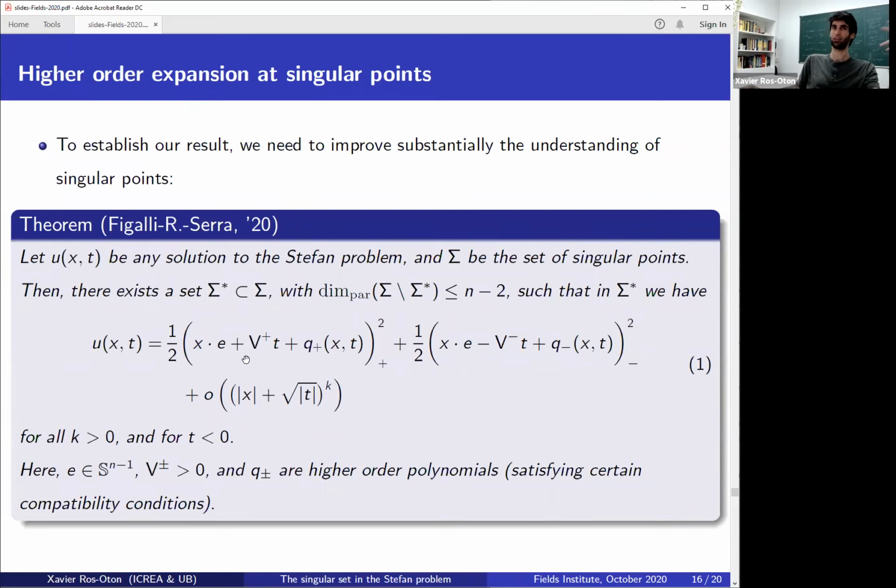to add corrections. And then the corrections look like two completely separate parts, in which you have the positive part of this and the negative part of this. And then we have a term that is like a constant times T, a constant times T. So this is like a traveling free boundary, a traveling front, and then another traveling front, and then Q that correspond to curvature terms basically, and are higher order polynomials. Okay, so this is the kind of expansion that holds at most singular points, in a sense, in sigma star.